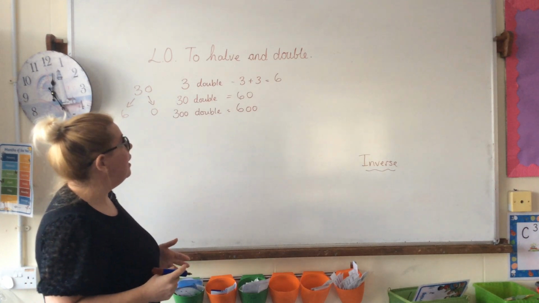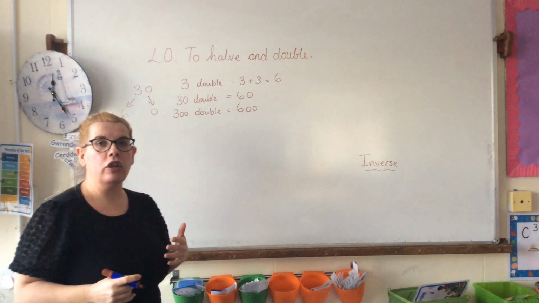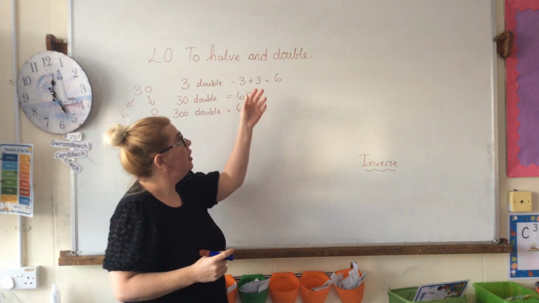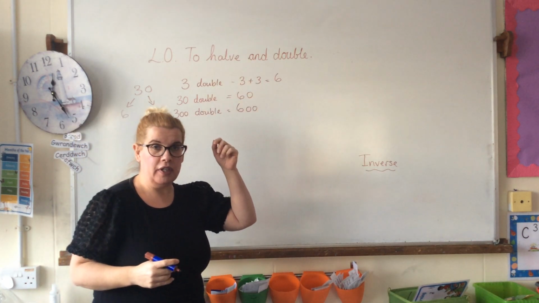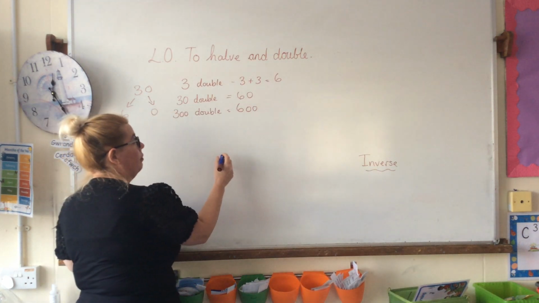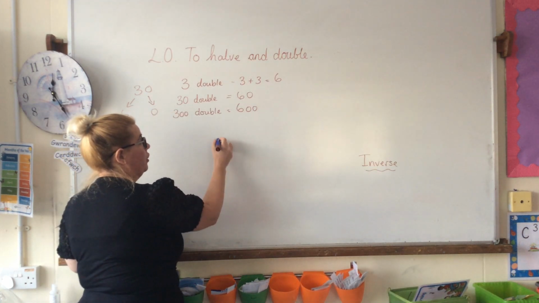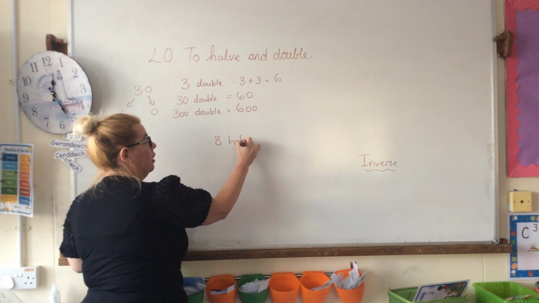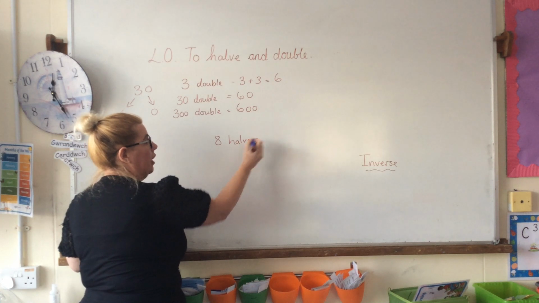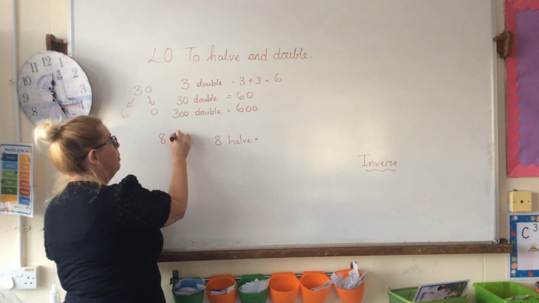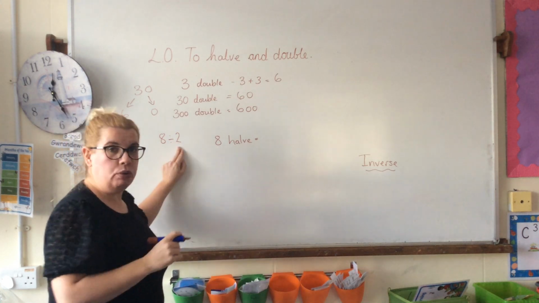Okay, exactly the same process goes on when you are halving a number. Okay, it's an inverse operation. It's the opposite of doubling. Halving is making it smaller. And if I asked you, for example, to halve 8, okay, all I'm asking you to do is 8 shared by 2.